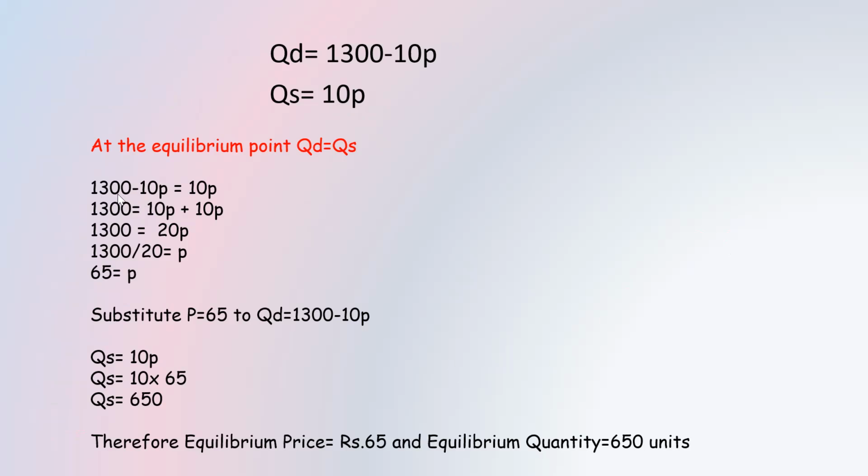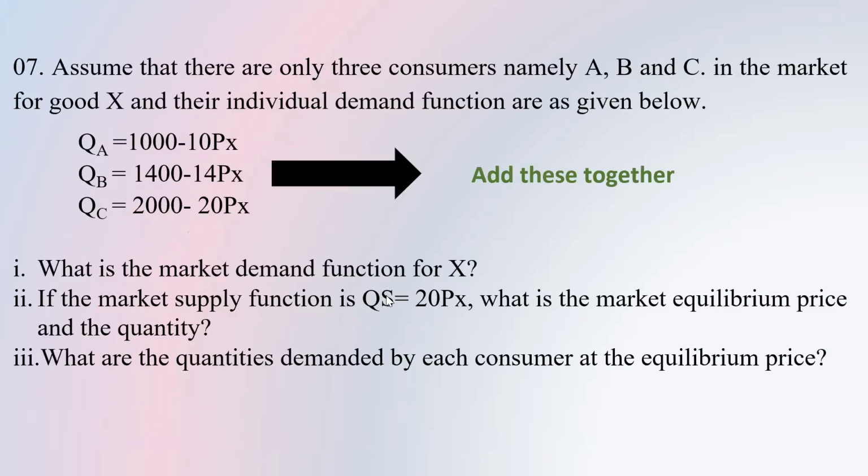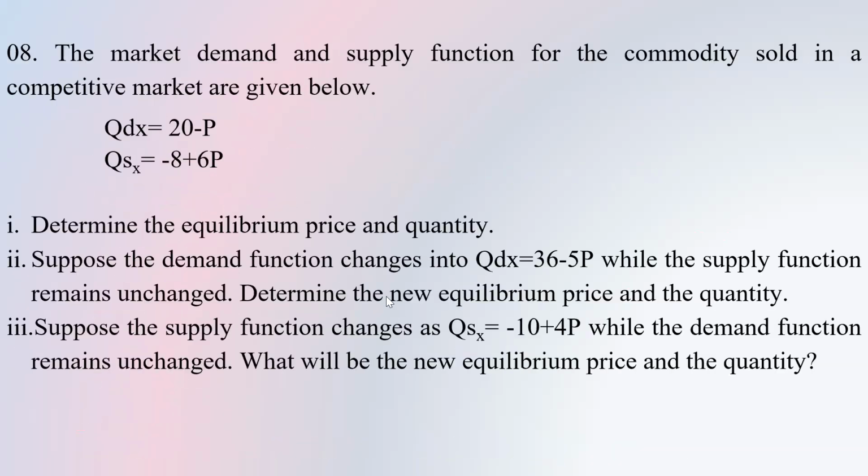All right, that 1003 minus 10p is equals to 10p. Then if we change both similar variables, 20p is equals to 1300. So that p is equals to 65. By substituting to QS, we can calculate 10 by 65, the quantity, equilibrium quantity, right? So that you have to do these calculations, right? You have to do these calculations.